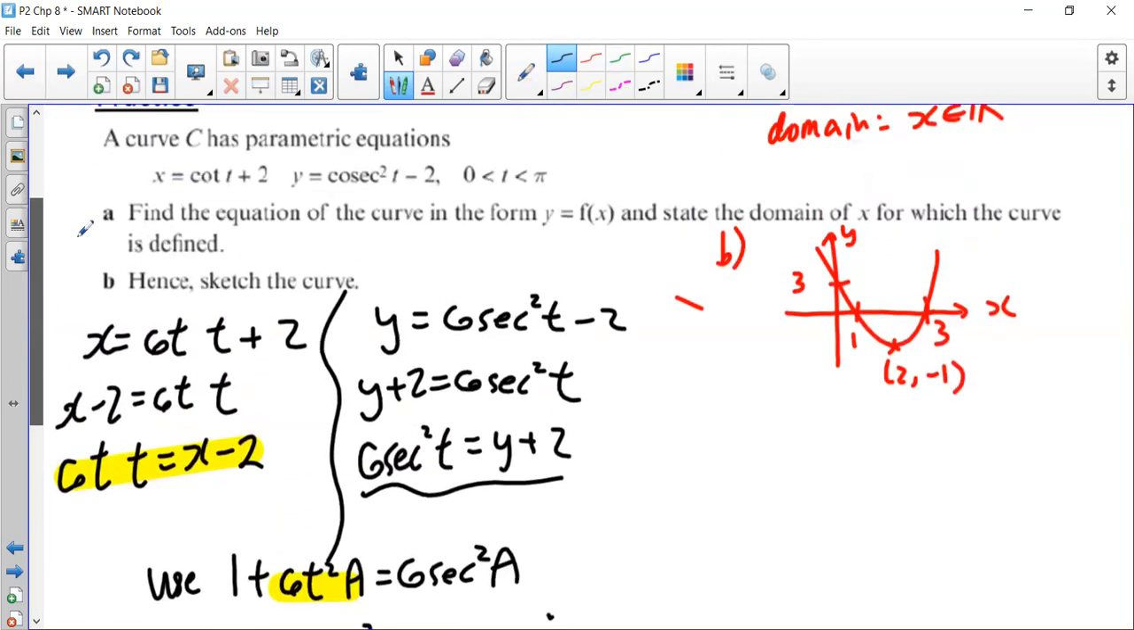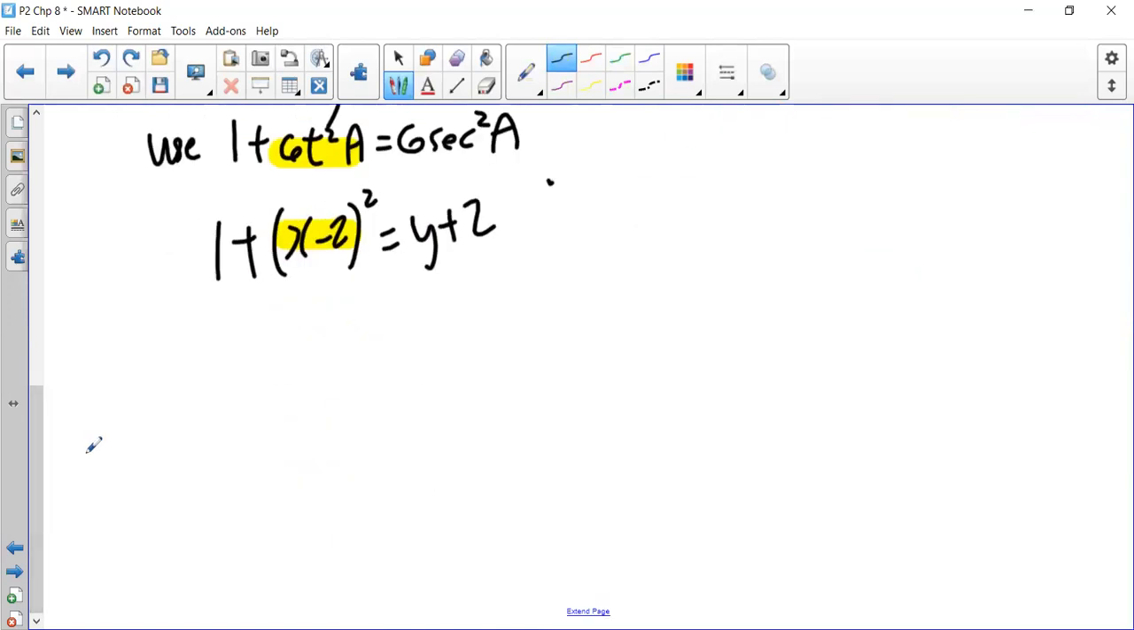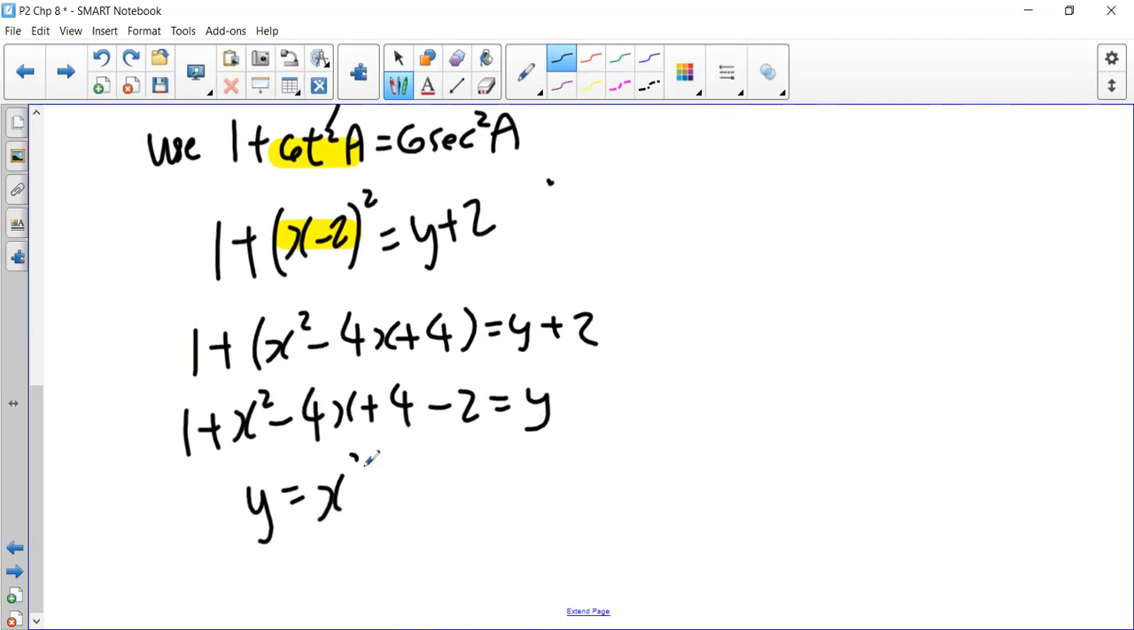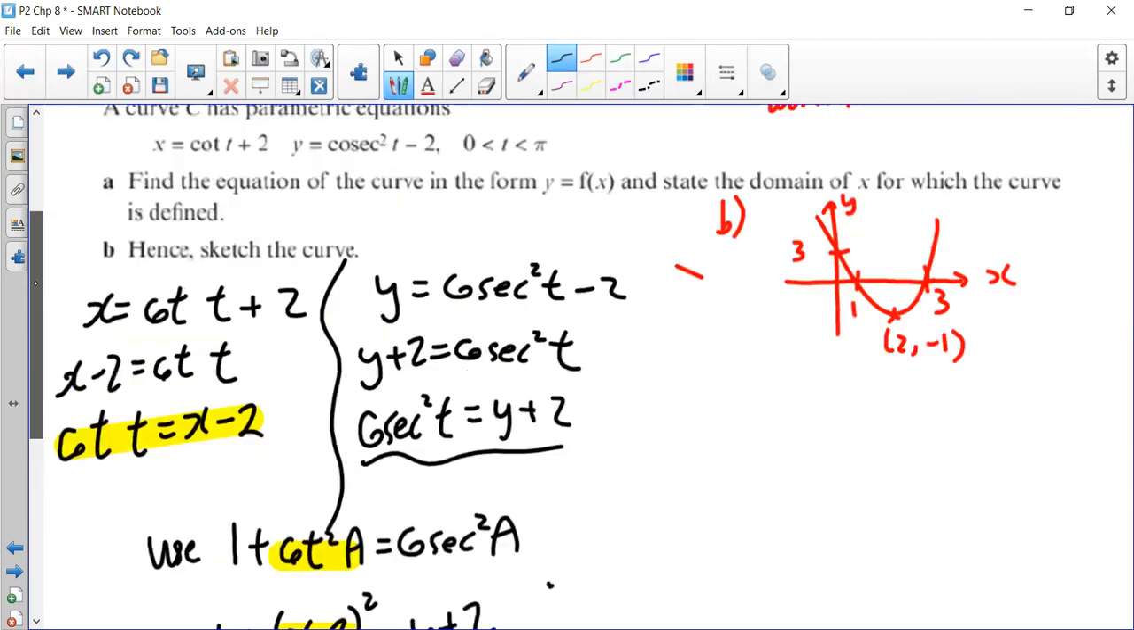Next one, I need to make y the subject. So I'm going to expand the bracket in here. So 1 plus x squared minus 4x plus 4 equals y plus 2. Bring the minus 2 to the left-hand side. So 1 plus x squared minus 4x plus 4 minus 2 equals y. Put the y on the left-hand side. So y equals x squared minus 4x, and 1 plus 4 is 5, minus 2 is 3. And that's the answer.